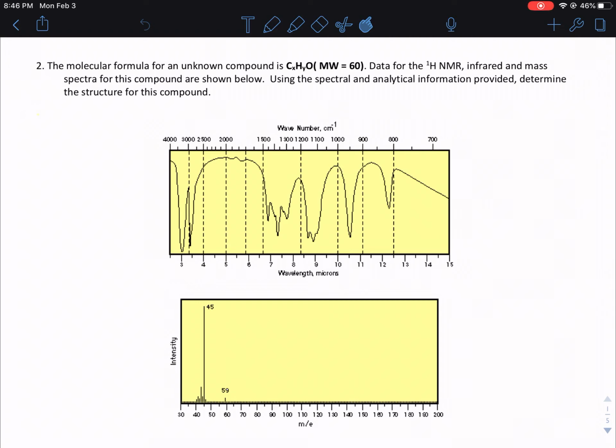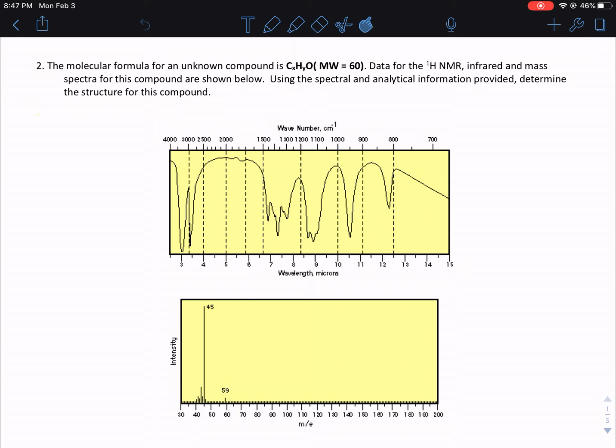Hello guys, so this is Christiana once again, and I am going to be going over how to determine the structure of a compound using the Proton NMR, infrared, and Mass Spectra.